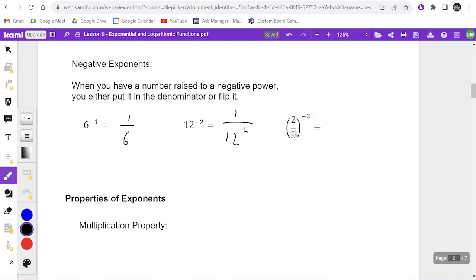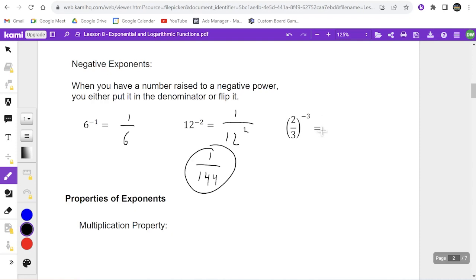And we know 12 squared is 144. So it's going to be 1 over 144. Obviously, 12 squared was not on my list of squares. I'm assuming you know all the squares up to 12 at least, being 16, 25, 36, 49, 64, 81, 100, 121, 144. I'm assuming you know those. Anyways, next, 2/3 to the negative third power.